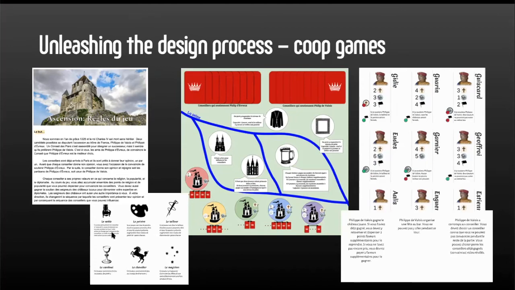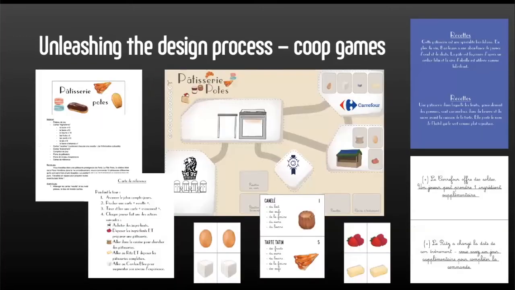So you can play an aristocrat or a painter or a tailor, or a knight or a magician, because it wouldn't be the Middle Ages if Merlin was not around, or a cardinal, right? And then based on this team of players, you have to get Philippe d'Evreux to the throne.